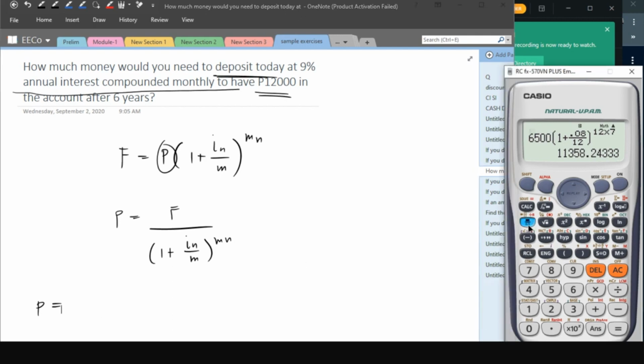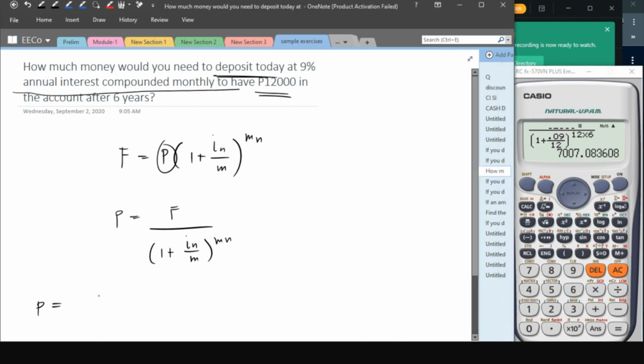So, that is 12,000 divided by 1 plus your interest rate, which is 9%, divided by m, compounded monthly, so that is 12, raised to 12 times 6. So the answer is 7,007 pesos, the amount you invest today.